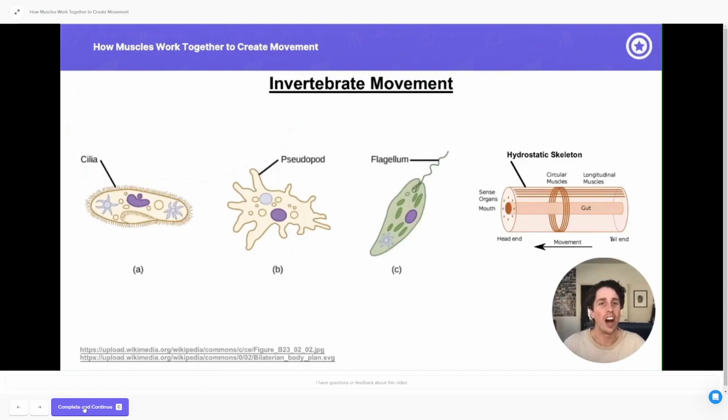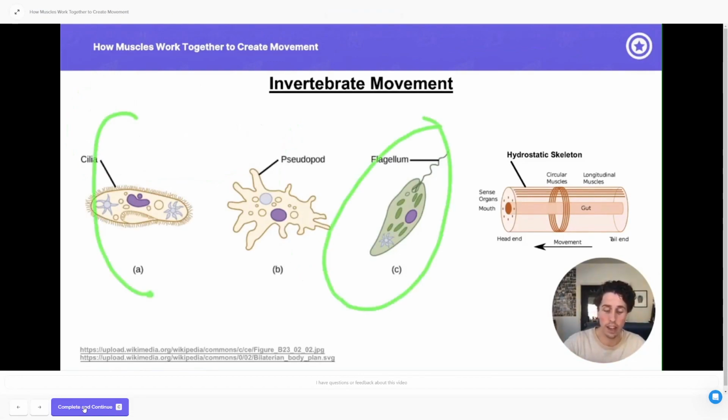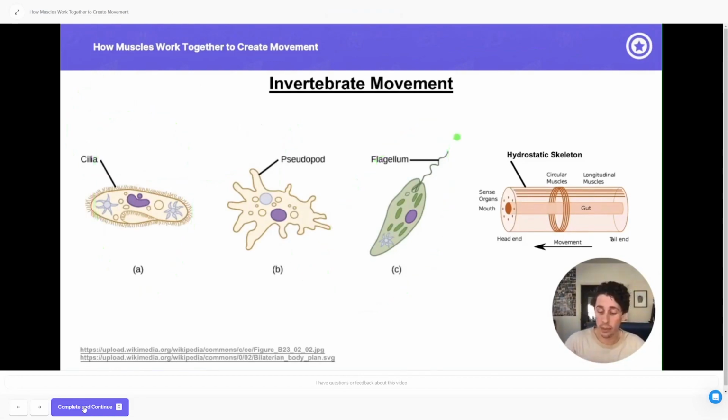Alright, so let's go ahead and talk about invertebrate movement. This is going to be with invertebrates themselves as well as with unicellular organisms. As you know, these organisms are going to have different types of movement than vertebrates would. With protozoans, these guys are going to be using cilia and flagella. These would be examples of protozoans. We can see that we have flagella and we have cilia, and those are on the outside of the organisms, and those are going to help the organisms actually move around.